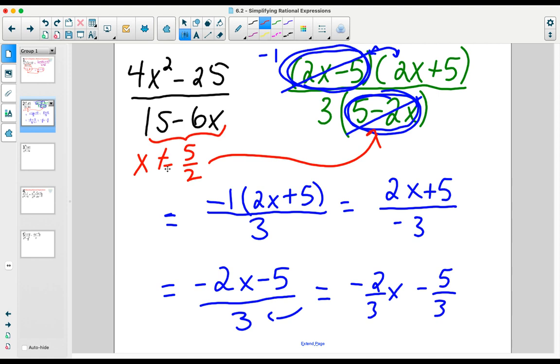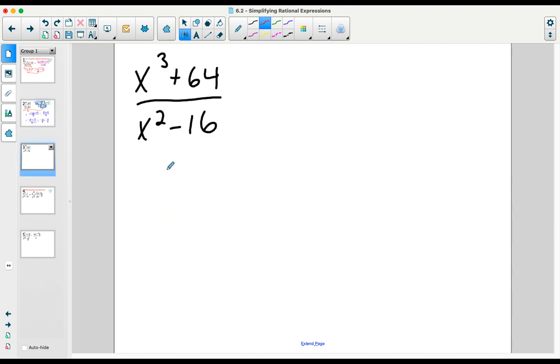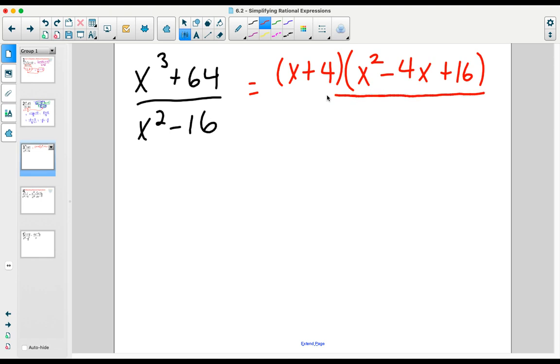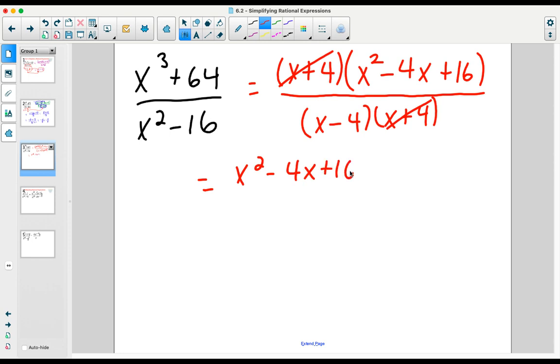One final example to look at in terms of the basics of factoring and dividing. We have a sum of cubes and a difference of squares, and we'll factor the numerator and denominator in those ways. So the numerator will match the sign, then we'll switch the sign, and in the denominator we'll have x minus 4 and x plus 4. Crossing out the common factor of x plus 4, we're left with x squared minus 4x plus 16 over x minus 4.